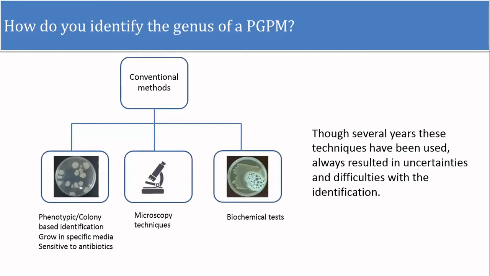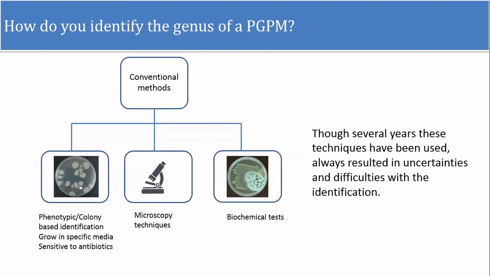Now, how do you identify the genus of a plant growth promoting microorganism? I know that we have targeted and non-targeted methods, but here, if you see, in the case of conventional methods, as Davide explained, we have phenotypic methods or colony-based identification methods that are based on growth in specific media.